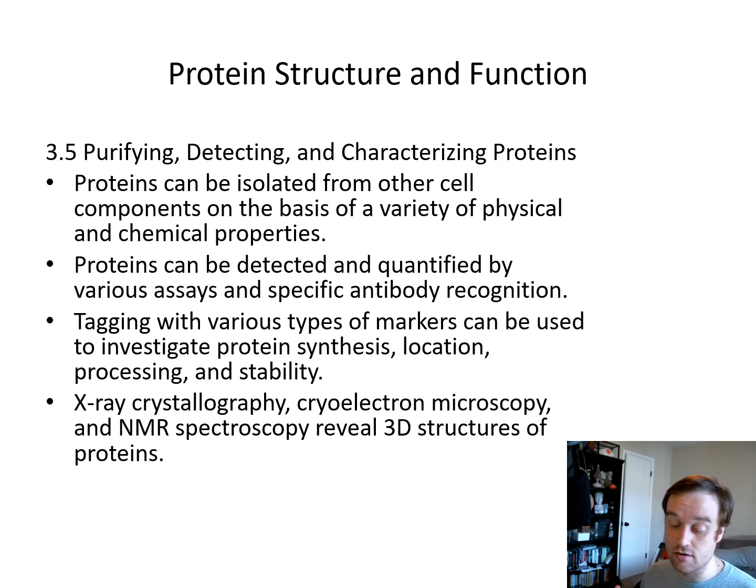And their stability, how long they're there, so we can tag them and look at how long that tag exists, because once that protein gets these ubiquitin markers to be degraded, then that marker will be degraded too, so we can see how long it lasts in the cell. X-ray crystallography, cryo-electron microscopy, and NMR spectroscopy will give us those 3D structures that we've looked at earlier, the ribbon structures and things like that, in addition to a lot of modeling with proteomics and looking at the sequence. We can kind of predict what these structures are.